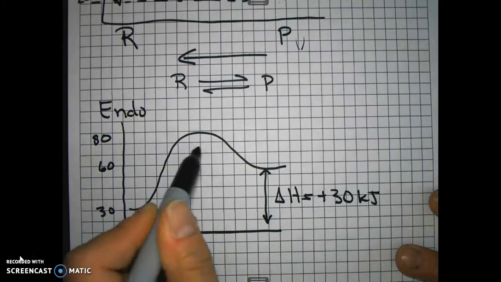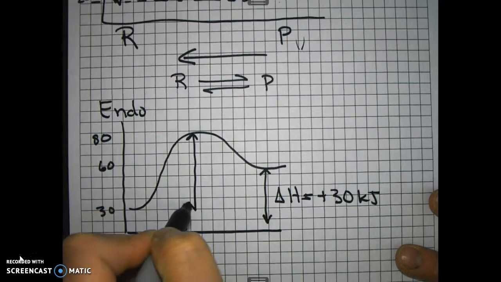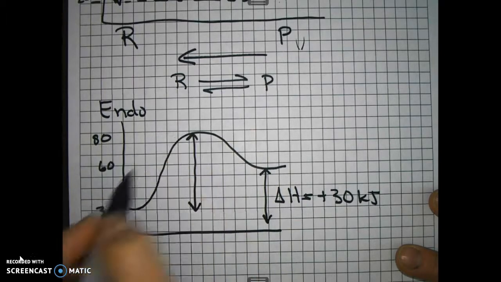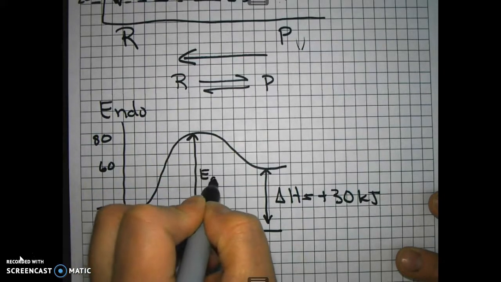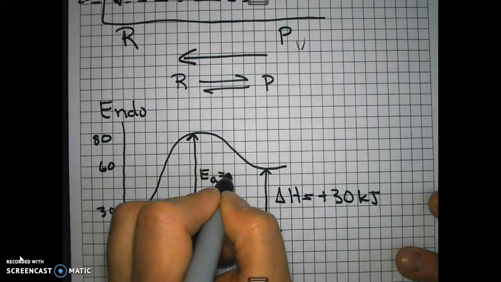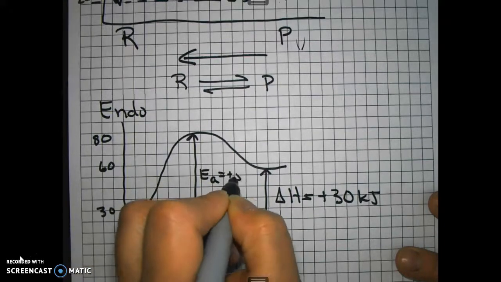In the forward, our activation energy is pretty big. That's why it's an endothermic reaction. You have to overall put energy in to get the reaction to work. So the energy of activation in the forward is 50 kilojoules.